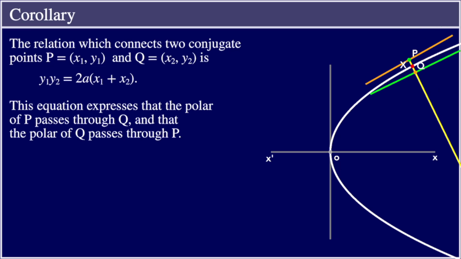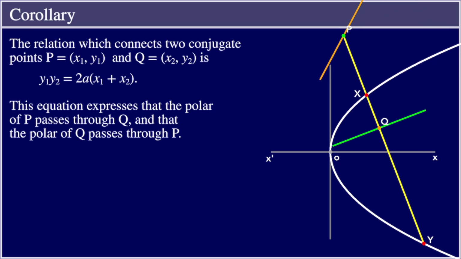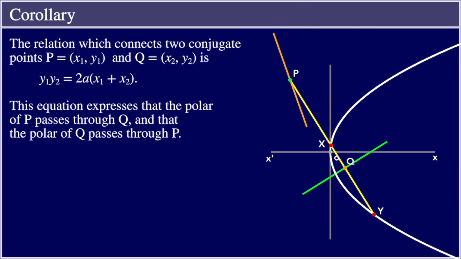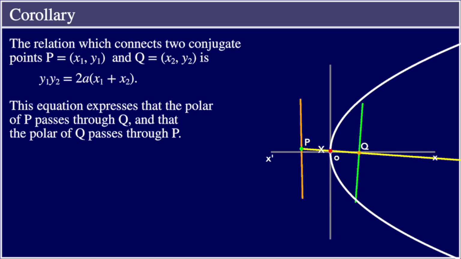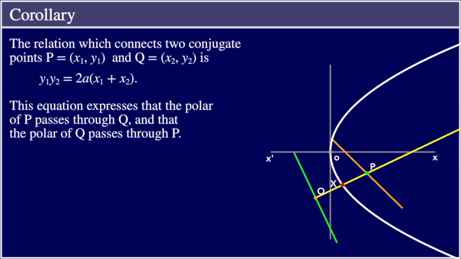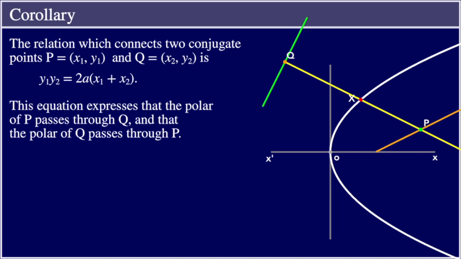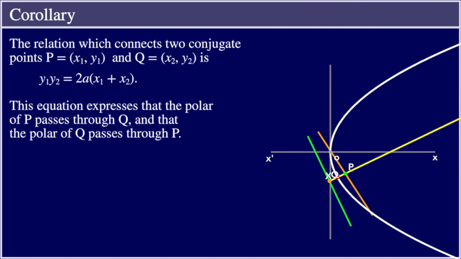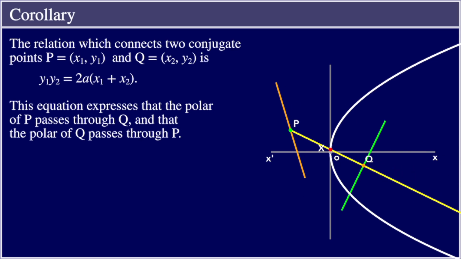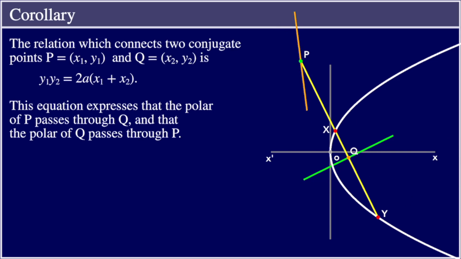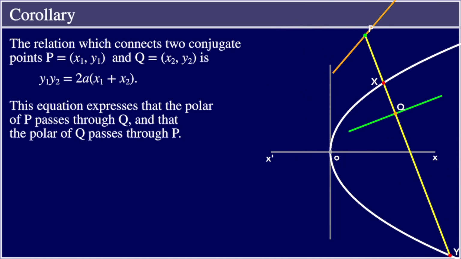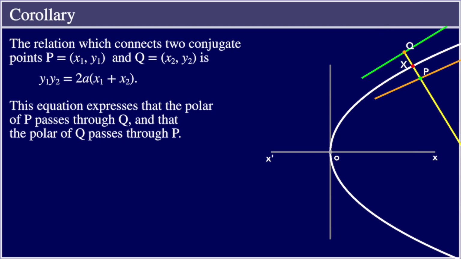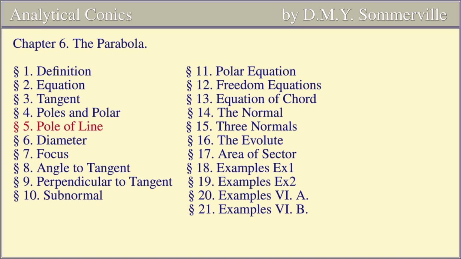Corollary. The relation which connects two conjugate points P = (x₁, y₁) and Q = (x₂, y₂) is y₁y₂ = 2a(x₁ + x₂). This equation expresses that the polar of P passes through Q and that the polar of Q passes through P.